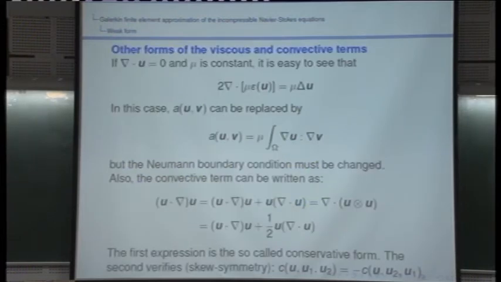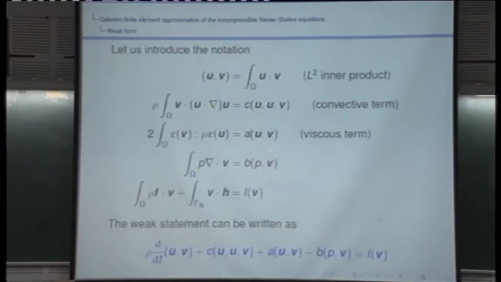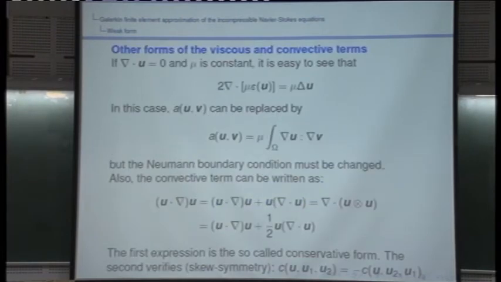So, other forms of the viscous and convective term. All this refers to the weak form of the problem. I have just mentioned that if the divergence of the velocity is 0, this is exactly equal to that, which is what we have used before. And in this case, the viscous term, instead of being that form, is this one. That is what we have used before.